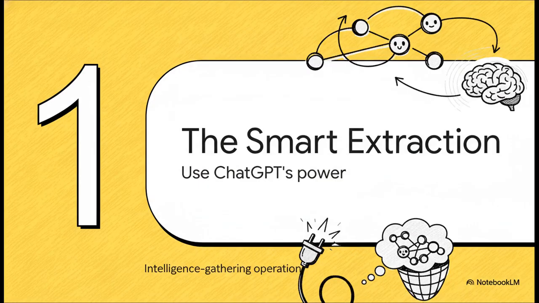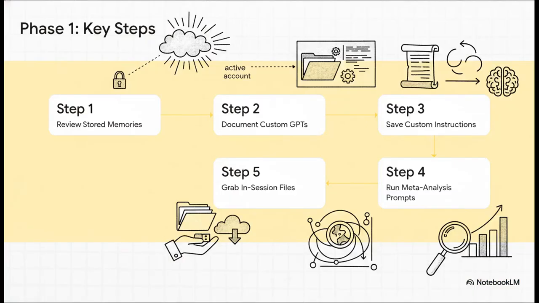All right, let's get started. Phase 1 is what we're calling the smart extraction. And look, this is not just about downloading some files. Think of it as an intelligence gathering operation. We're going to use ChatGPT's own power to get it to analyze its relationship with you right before we pull the plug. This phase has 5 key steps, and here's the crucial part. You have to do them while your account is still active.